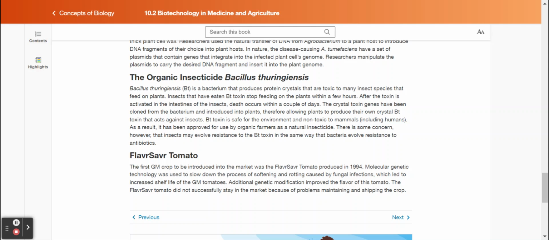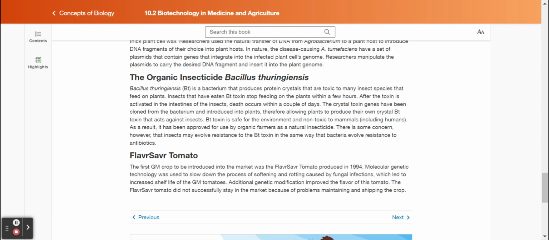The organic insecticide Bacillus thuringiensis. Bacillus thuringiensis, or BT, is a bacterium that produces protein crystals that are toxic to many insect species that feed on plants. Insects that have eaten BT toxin stop feeding on the plants within a few hours. After the toxin is activated in the intestines of the insects, death occurs within a couple of days. The crystal toxin genes have been cloned from the bacterium and introduced into plants, therefore allowing plants to produce their own crystal BT toxin that acts against insects.